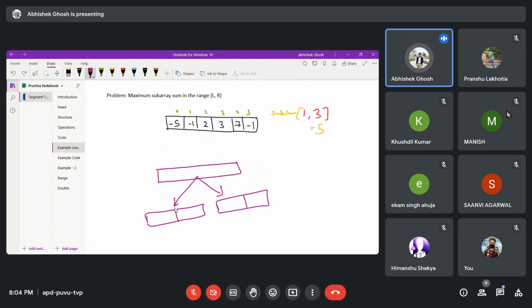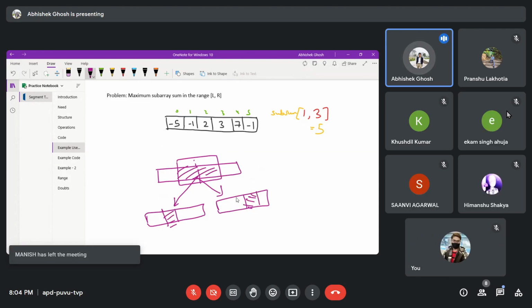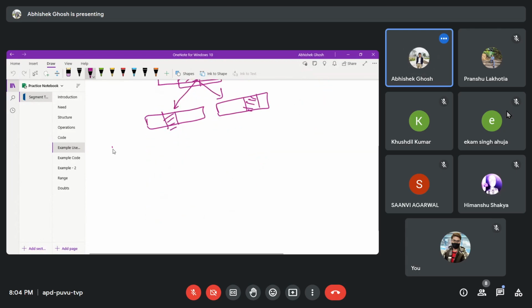But what if there was a slight overlap? Let's say the subarray of my larger problem was this, and half of it is in this part of the array, and the other half is in this part of the array. So while merging, I cannot simply just take the maximum of the two sides. I need to also check for this case. So there are three cases. The first one is completely left. The second one is completely right, and the third one is middle.